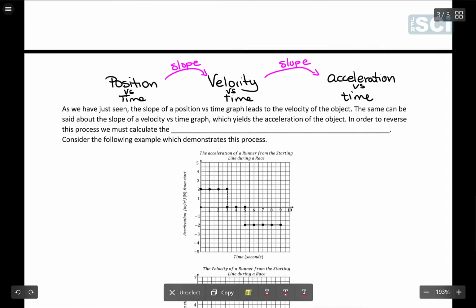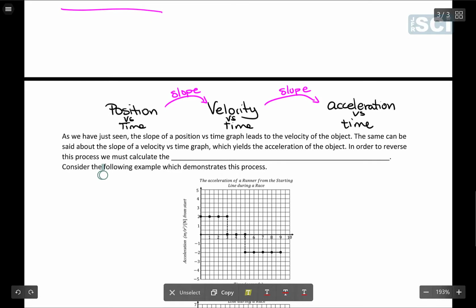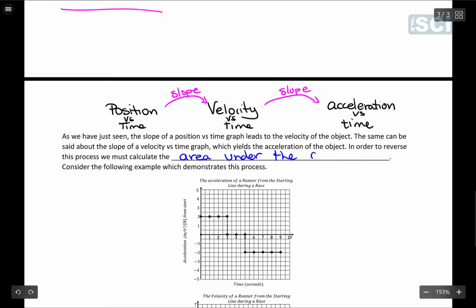Okay. Now, it is possible to go back the other way. If I gave you an acceleration time graph, you could get a velocity time graph. Or if I gave you a velocity time graph, you could get a position time graph. And this is done by calculating the area under the curve. Okay, so we're going to do an example of this together. And then there's a few that we'll do together in class as well.